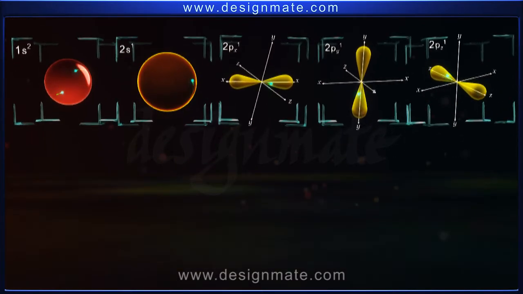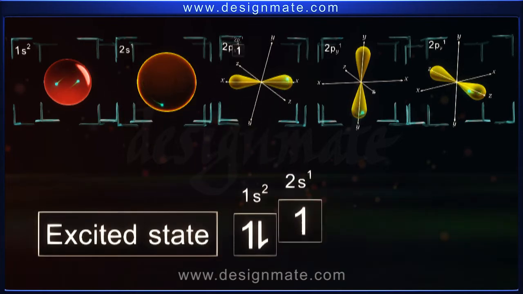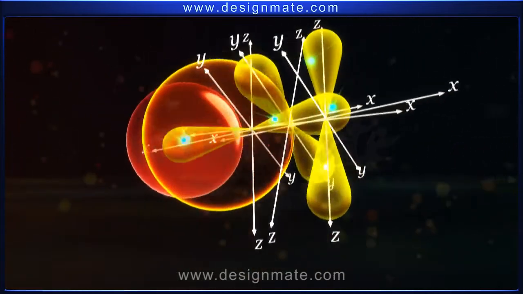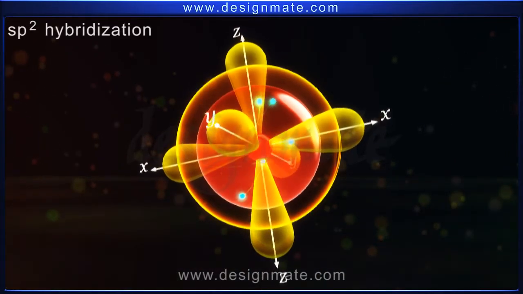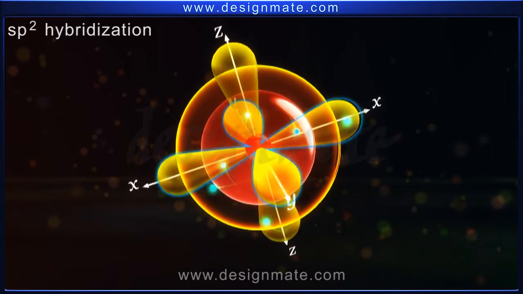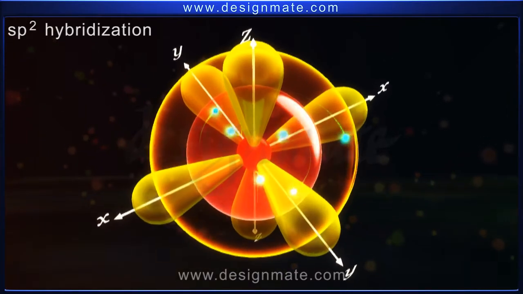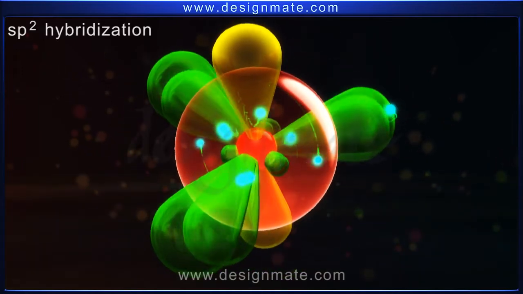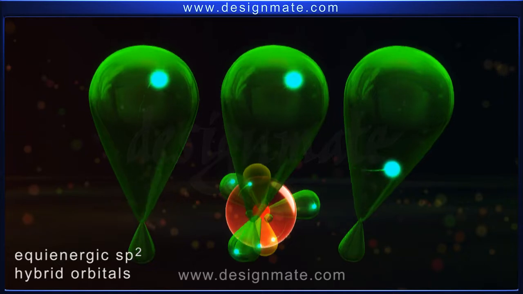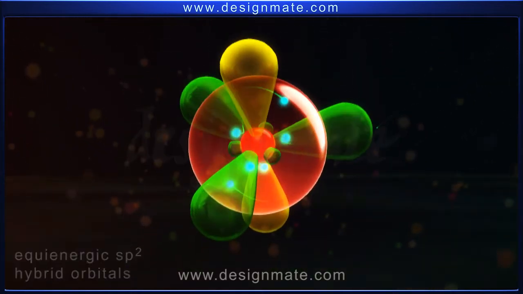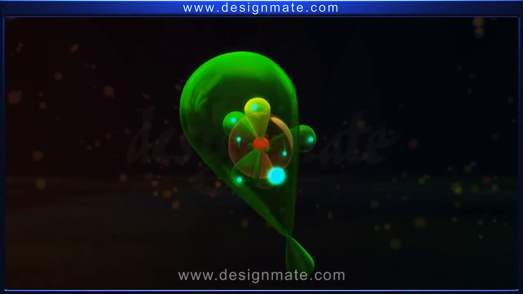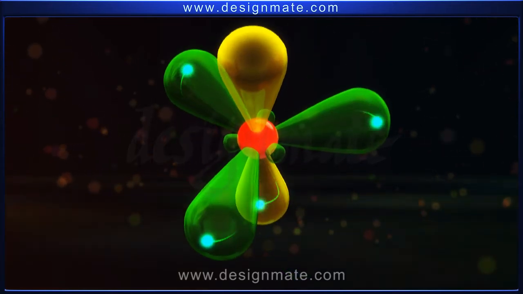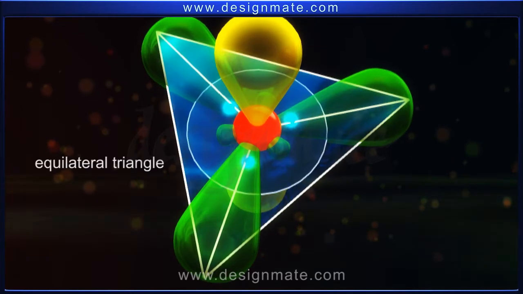Besides sp3 hybridization, the excited carbon atom may also undergo sp2 or sp hybridization. In sp2 hybridization, 1 2s and 2 of the 2p orbitals intermix. Consequently, this hybridization is termed as sp2 hybridization. The hybridization leads to the formation of 3 equienergic sp2 hybrid orbitals. As you can see, each sp2 hybrid orbital is also bilobed, one lobe bigger than the other. But the 3 orbitals are directed along the 3 corners of an equilateral triangle.